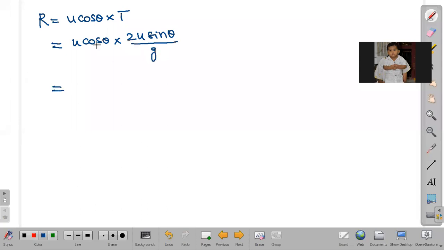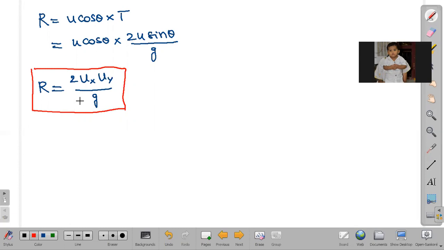Now here u cos theta is the velocity along the horizontal direction, ux, and u sin theta is the velocity along the vertical direction, uy, and the 2 I am writing out. So 2 ux uy by g we can also write for the horizontal distance traveled, that is our range. So we can express the same range in terms of horizontal velocity and vertical velocity also. This is one more expression I am just indicating. Now one more thing I mention here, this is a horizontal range.